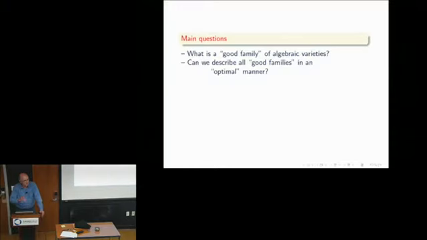And so the main questions that I would like to address: first, what is a good family of algebraic varieties? An algebraic variety is some object given by equations. It is clear that you can start varying the coefficients, and then you get some kind of a family of algebraic varieties. Now, we would say that some families are good, some families are bad, and we would like to understand what we can do with them.